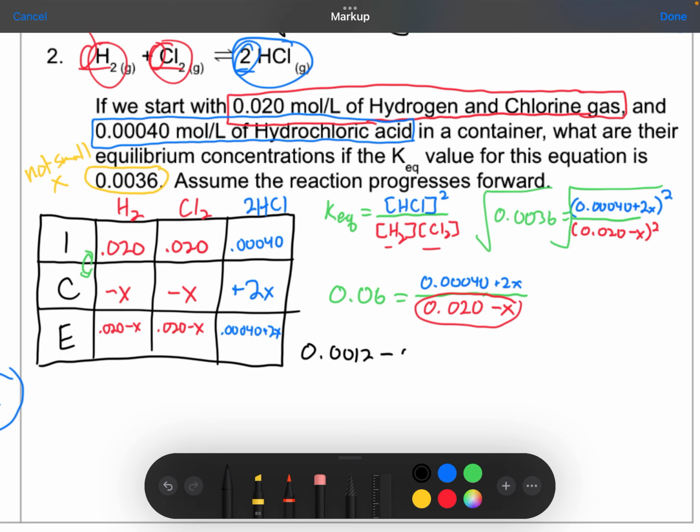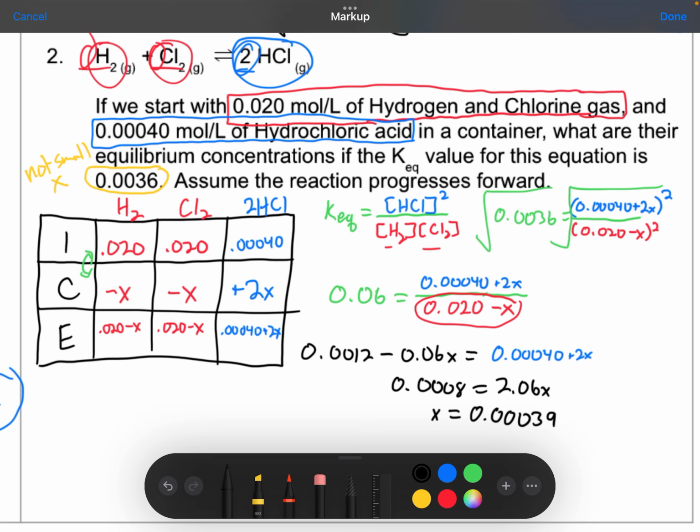So I end up with 0.0012 minus 0.06x on that side. And then on the right-hand side, I still have my 0.00040 plus 2x. Then I can simplify a little bit further, move some stuff around mathematically, and I can say that 0.0008 is equal to 2.06x, and I can get an x value equal to 0.00039. Now, from here, we are going to go ahead and just solve the problem out normally.